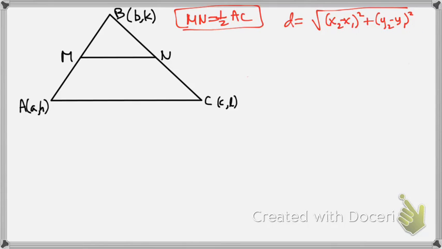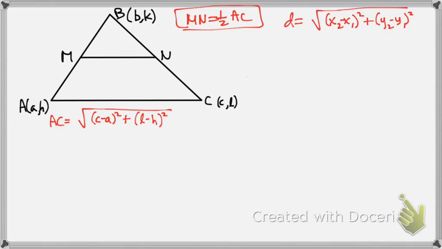Alright, so let's find the distance of AC first. I'll do that right underneath here. So AC is going to be equal to the square root of, take the x coordinates, A and C, subtract them. Actually, it doesn't matter. Yeah, let's just go C minus A, squared, plus, same order, L minus H, squared.